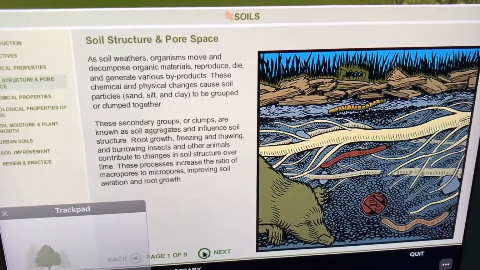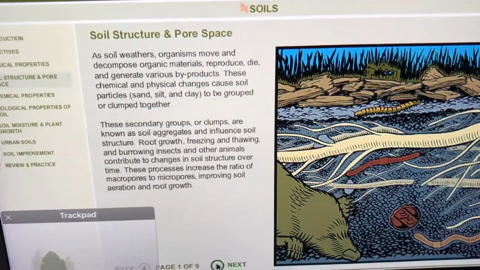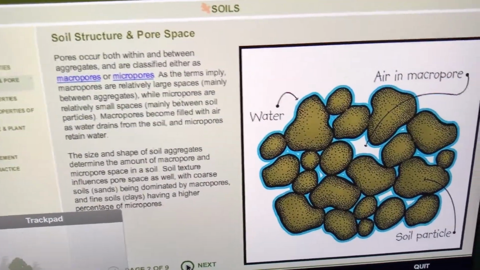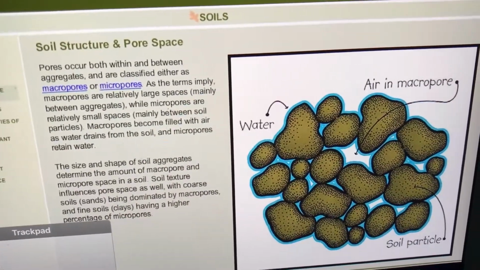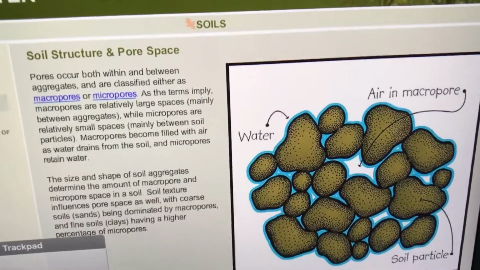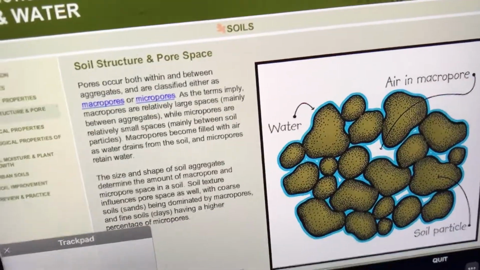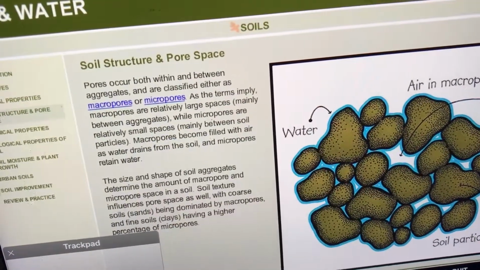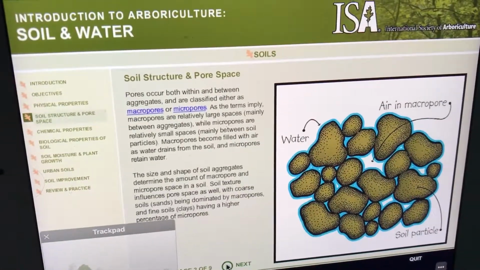These processes increase the ratio of macropores to micropores, improving soil aeration and root growth. Pores occur both within and between aggregates and are classified either as macropores or micropores. As the terms imply, macropores are relatively large spaces, mainly between aggregates, while micropores are relatively small spaces, mainly between soil particles. Macropores become filled with air as water drains from the soil, and micropores retain water.